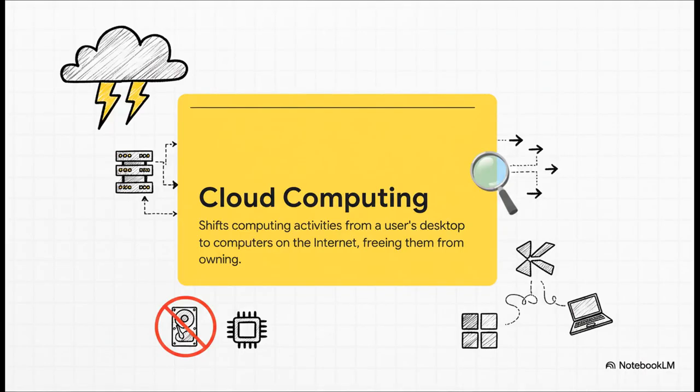So what is the cloud? Honestly, the simplest way to think about it is that you're just using someone else's computer. Instead of storing your photos on your own hard drive or running programs on your own CPU, you're basically renting space on the massive hard drives and powerful CPUs owned by companies like Google or Amazon or Microsoft. You're outsourcing your digital office work to a giant warehouse.